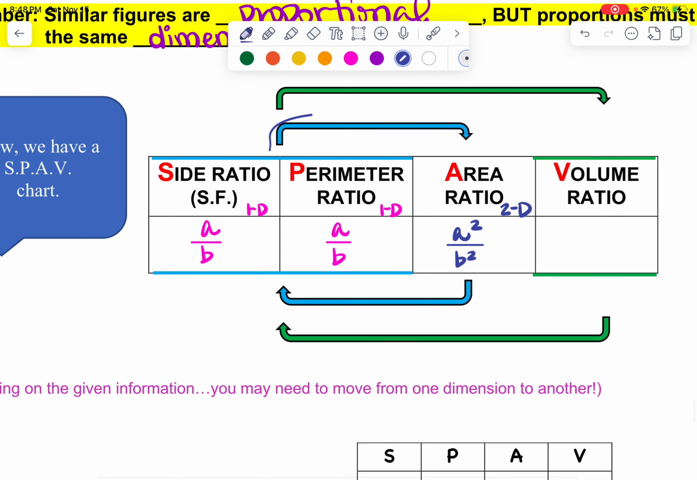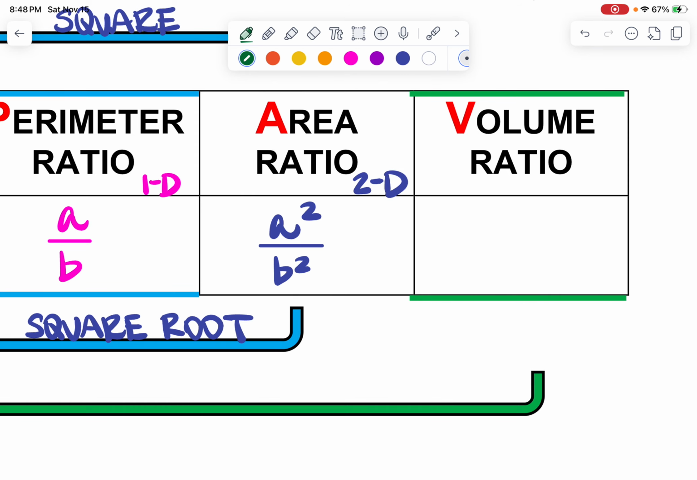And notice the arrows. Do you see how these are the same arrows that we had in Unit 6? So I'm going to go ahead and fill those in. We know to square to go up a dimension to area. But what if we're given the area and we want to go backwards? Remember, we do the square root. All right, so again, this is everything we learned in Unit 6, but now we're adding that good old 3D volume ratio.